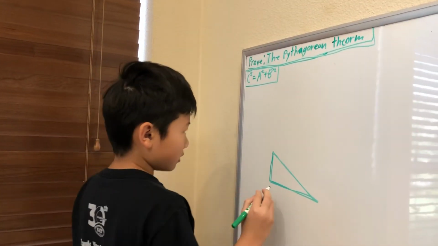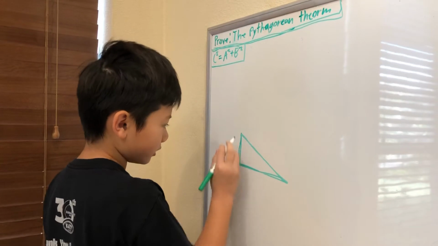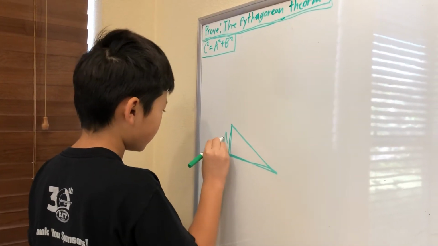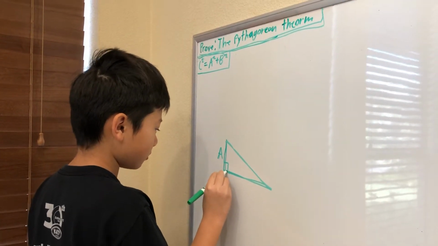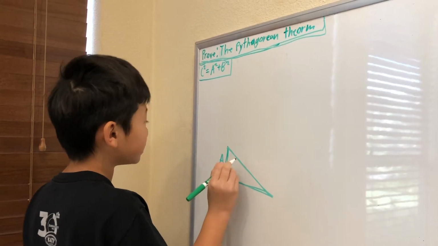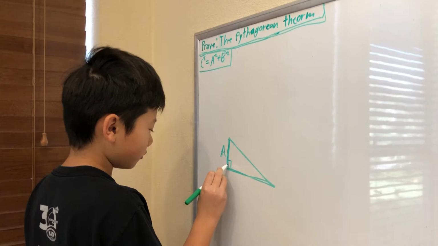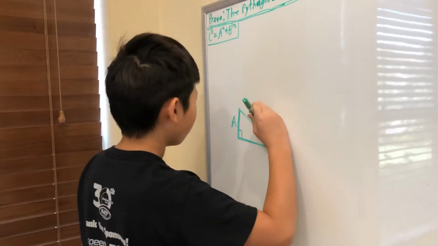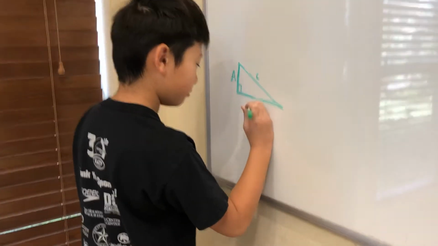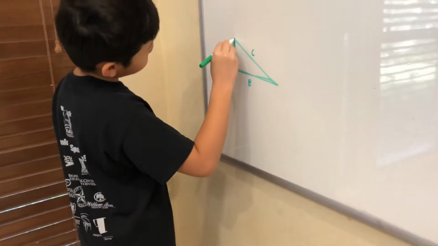Now we mark these sides. This, let's call it A. This is a right angle. This is C because our hypotenuse is opposite of the right angle. And this is B. We have no more options basically because of that.